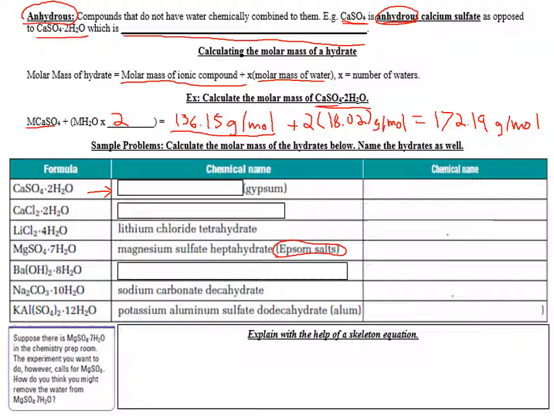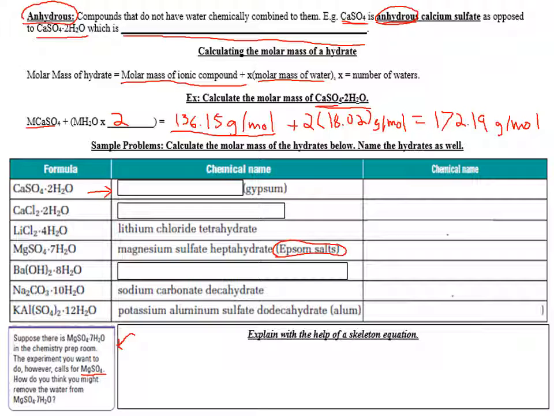Now, the other thing I want you to try is this little thought experiment here. So suppose you have magnesium sulfate heptahydrate, so the Epsom salt, in the prep room, and you want to do an experiment, but the experiment doesn't want the hydrate, it wants the anhydrous version, it wants the magnesium sulfate. How do you think you could remove the water from the magnesium sulfate heptahydrate? So pause the video, think about it, and then you can listen to my explanation.